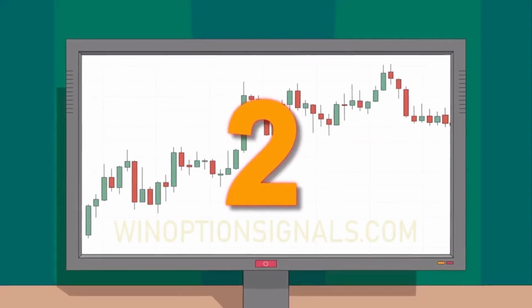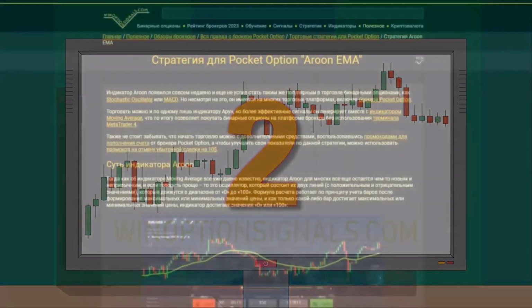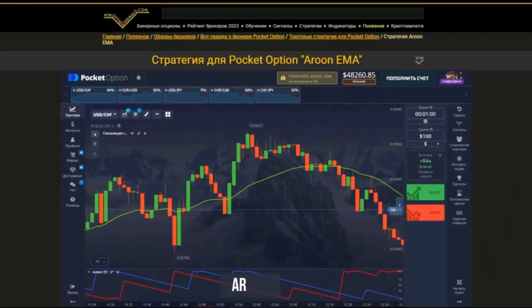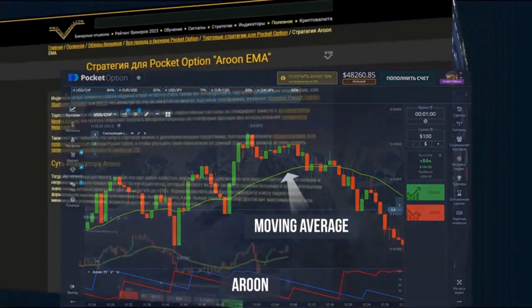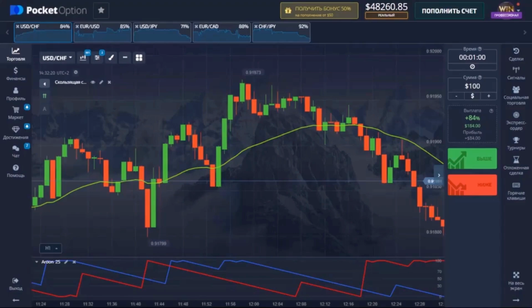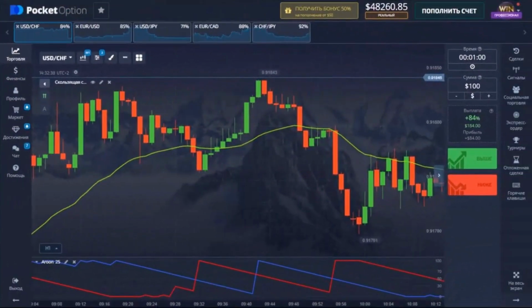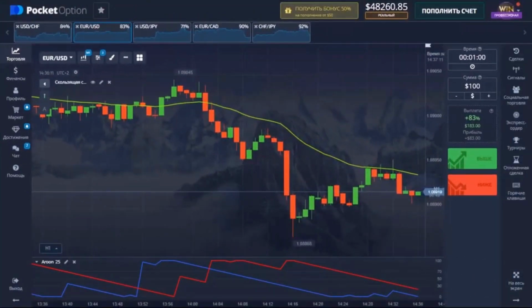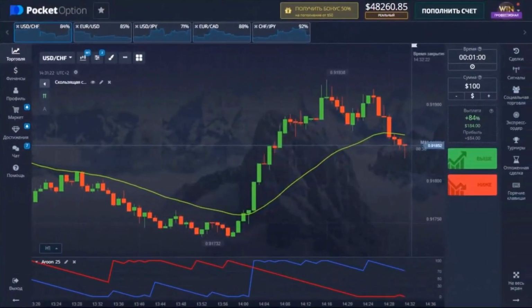The second place goes to the PocketOption Aroon EMA strategy, which includes two popular and effective indicators, Aroon and moving average. When configured correctly and working together, these indicators generate efficient signals for binary options trading on the PocketOption platform without using the MetaTrader 4 terminal.